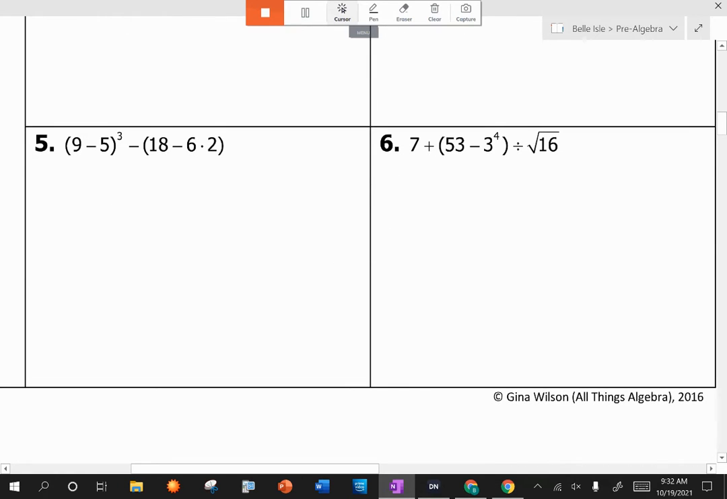Okay, so we've got 7 plus (53 minus 3 to the 4th power) divided by the square root of 16. Working through PEMDAS, what do we need to do first? Parentheses. So we need to simplify everything inside the parentheses before we do anything outside. What is our first operation inside the parentheses? Yeah, 3 to the 4th. Starting with parentheses means our focus just needs to go inside them. Then you kind of have to reset and ask, what's my order of operations? And you work your way down that way.